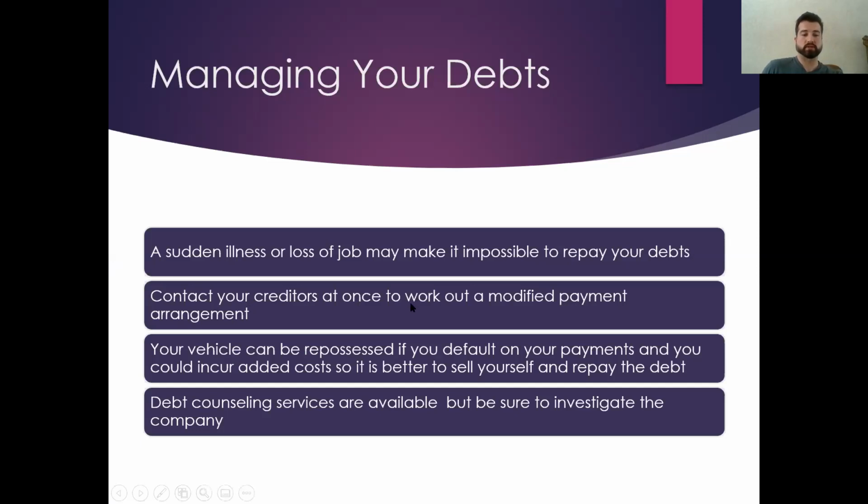Contact your creditors at once to work out a modified payment arrangement. The government's kind of stepping in with that right now too. Vehicles can be repossessed if you're defaulting on payments. Even homes can be repossessed under certain circumstances. That's more common in the United States though, but there are bank foreclosures. My father and I just went and looked at a townhouse a couple months ago that was owned by the bank because the previous owner couldn't make their payments. They were defaulting.